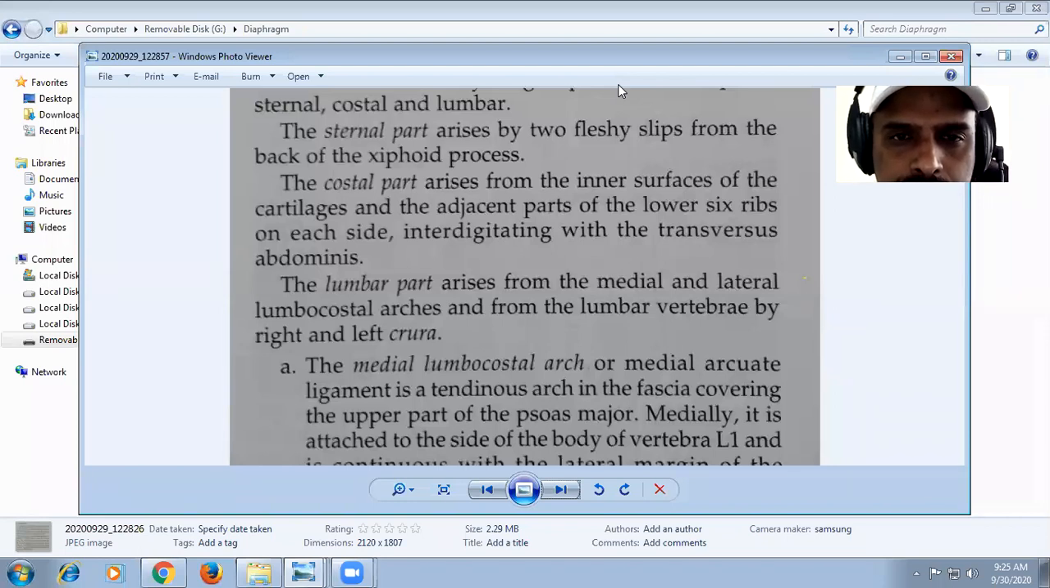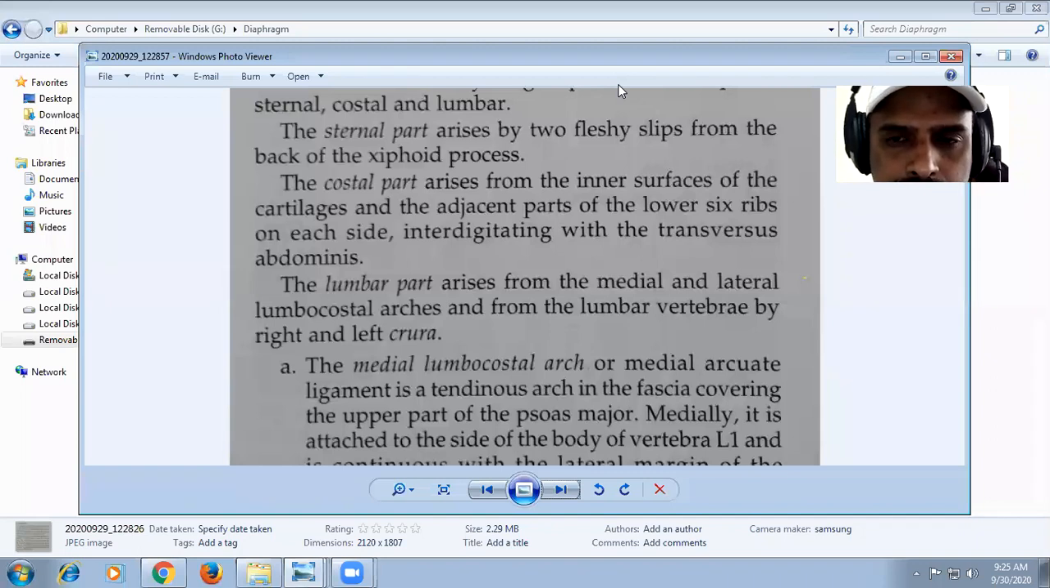The inner surface of the cartilages and adjacent part of the lower six ribs on each side is the attachment, the origin point of the diaphragm, costal part. Then comes the lumbar part.